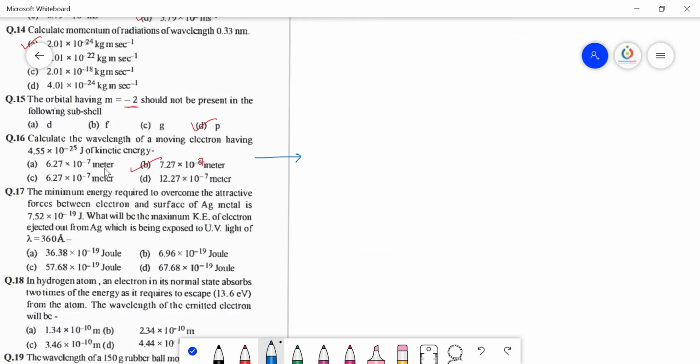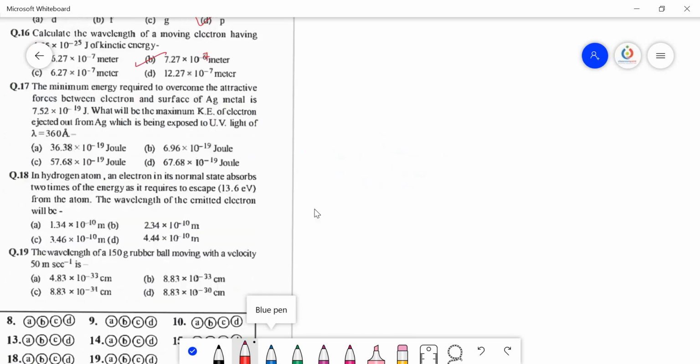Alternatively, you can use another formula, lambda equals h divided by root of 2m KE. This is de Broglie's wavelength formula. Here you have the h value, this is the mass of the particle, and this is the kinetic energy. Directly you can substitute all these values and you will get the lambda value.